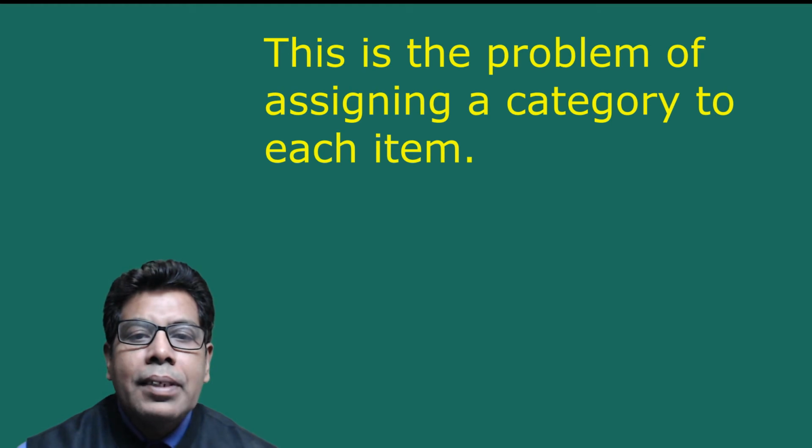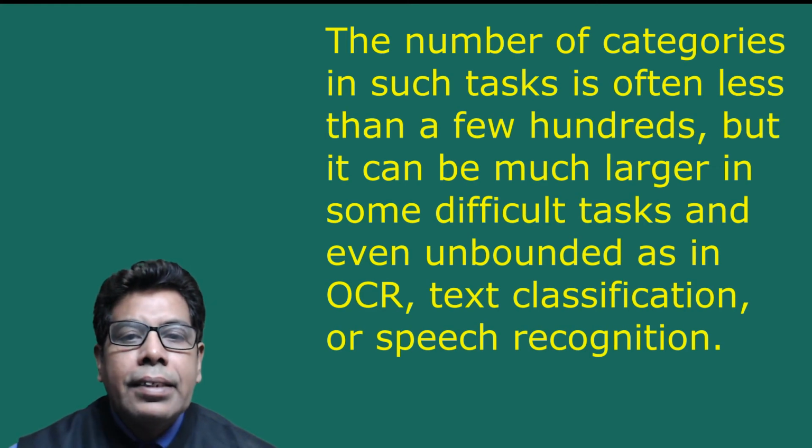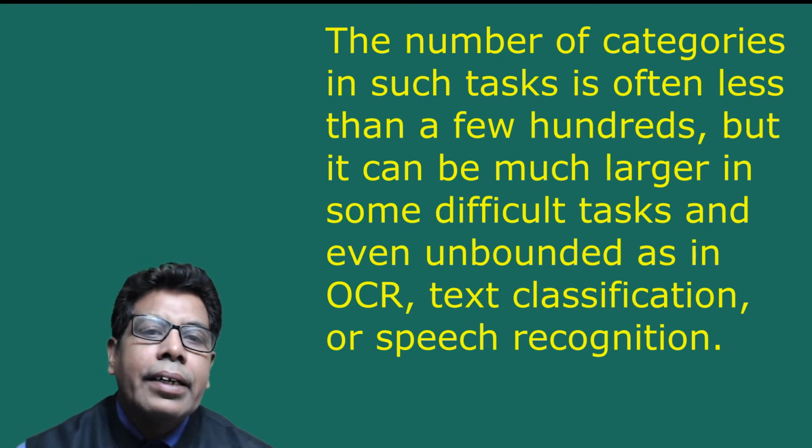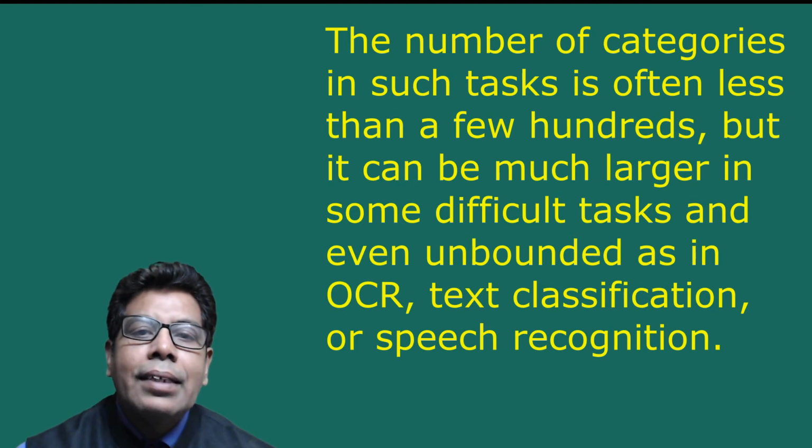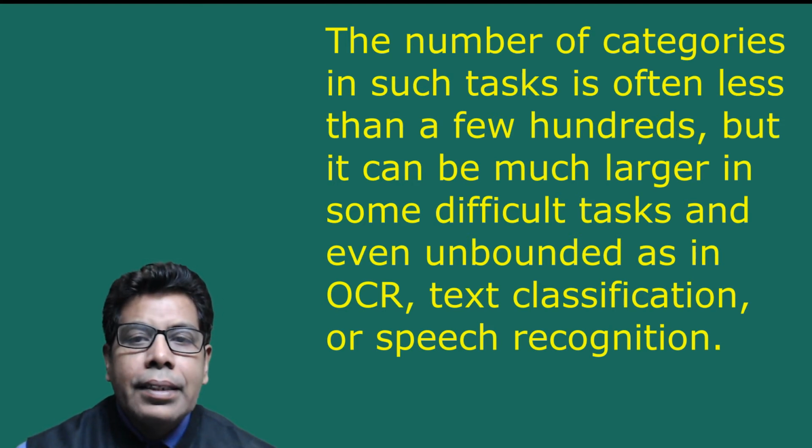This is a problem of assigning a category to each item. For example, document classification consists of assigning a category such as politics, business, sports, or weather to each document, while image classification consists of assigning to each image a category such as car, train, plane, etc. The number of categories in such tasks is often less than a few hundred, but it can be much larger in some difficult tasks and even unbounded, as in optical character recognition, text classification, or speech recognition. Spam filtering is an example of classification where the inputs are email messages and the classes are spam or not spam.